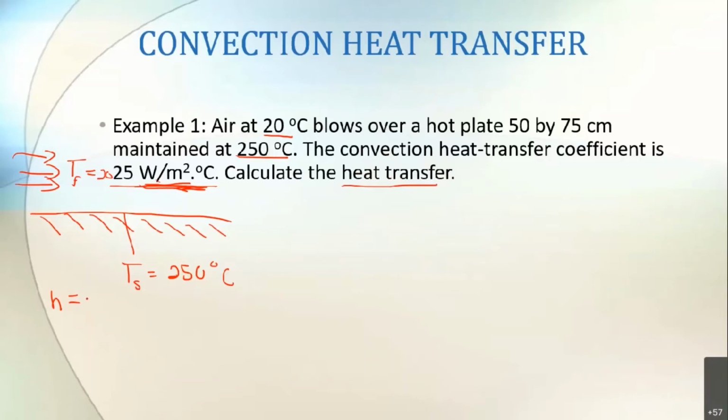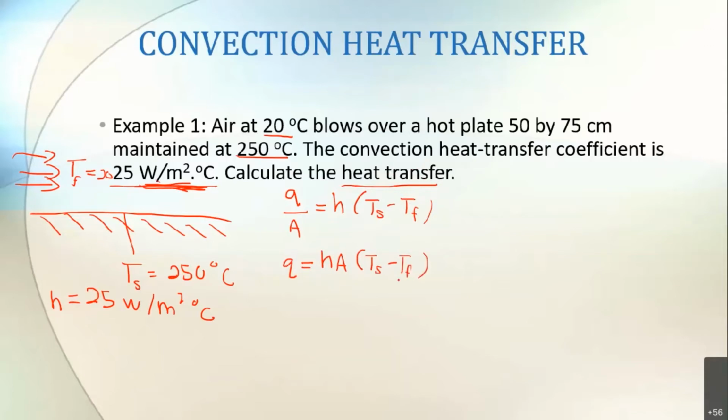So we can say here the value of h is 25 watt per meter squared degree Celsius. If you look at the equation just now, Q over A is equal to h times T surface minus T fluid. But the question is asking us to find the value of heat transfer. Q over A has a unit of watt per meter squared, so you have to change the equation first. Q is equal to h A (Ts minus Tf).